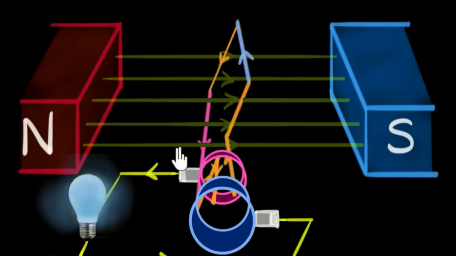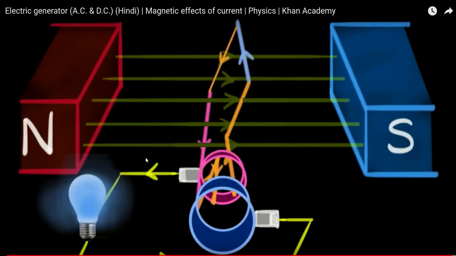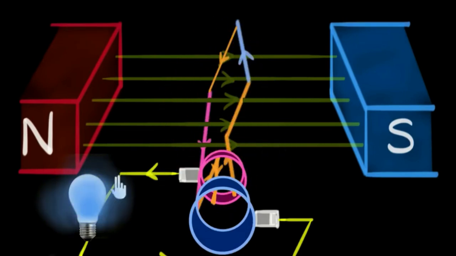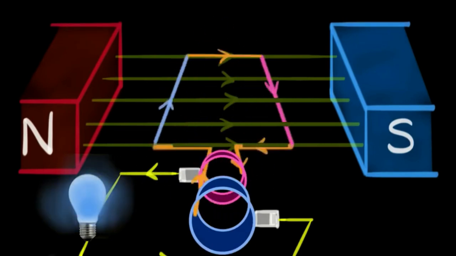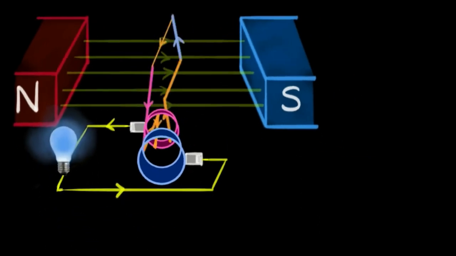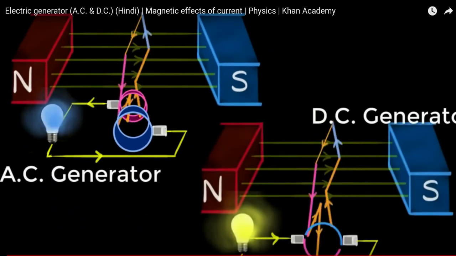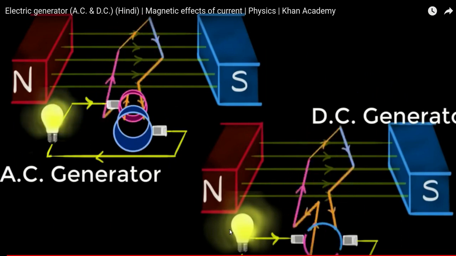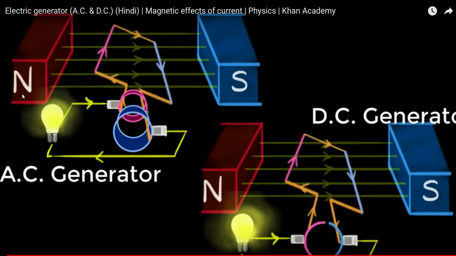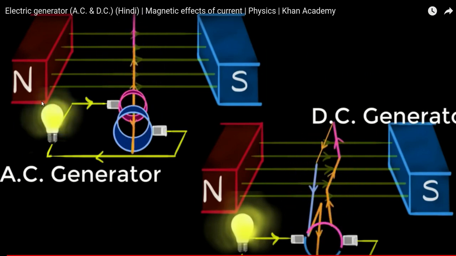Just to recap, this is how an AC generator works. And why is it AC? Because the direction of the current keeps changing. So alternating current, AC generator. And similarly, this is how a DC generator works, wherein the current direction does not change and the bulb is always glowing yellow. Over here, the current direction is changing, so the bulb is glowing blue and yellow.